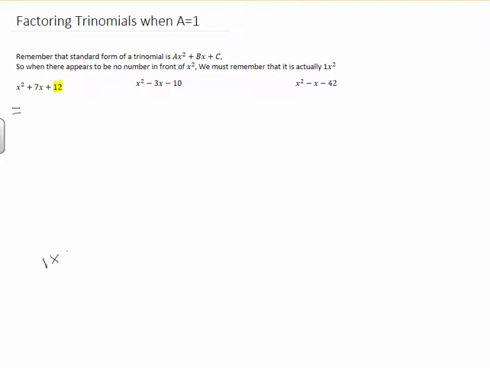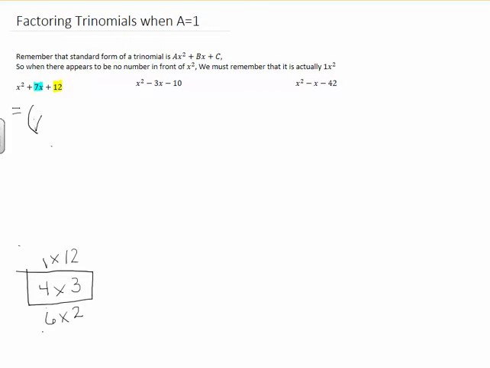So 1 times 12 equals 12. I can also do 4 times 3 equals 12, and 6 times 2. So those are all of my factors that equal c. Now I need to take these factors and figure out which combination will add together to give me my b term. And what we can see right away at a quick glance is that my 4 times 3, if we added those together, we get 7. So those are our magic numbers that we're going to put in our brackets up here.